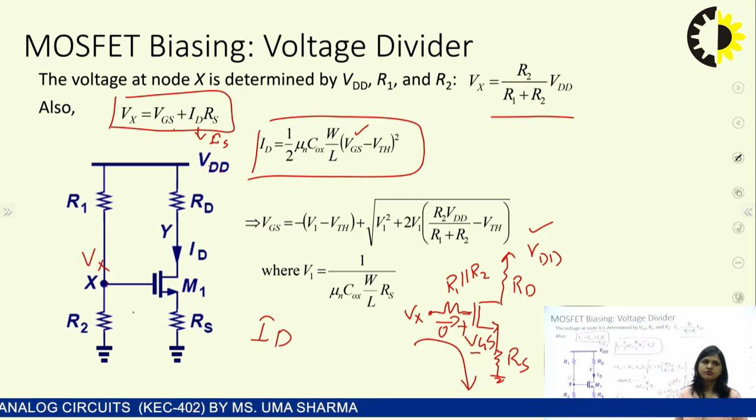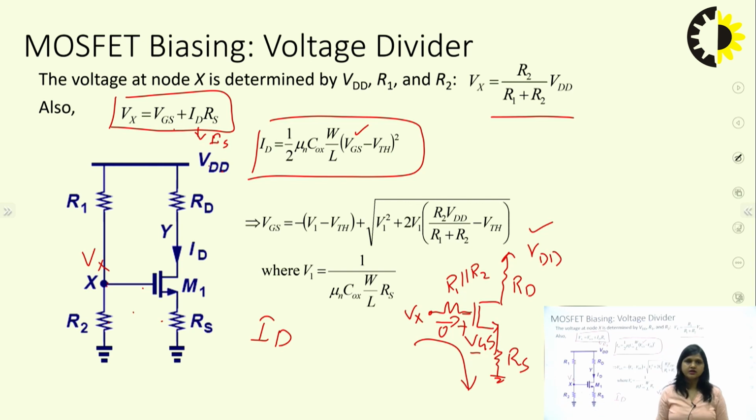So here you have to do only one thing: apply some biasing method. In this case, we have applied voltage divider biasing, and by applying it, we can calculate the value of VGS in terms of ID. Now, putting the value of VGS in the equation of ID, which we already know is the drain current equation in saturation, we can calculate the value of drain current. This drain current is dependent on parameters like mu n, Cox, and the length and width of the transistor, which usually have constant values.